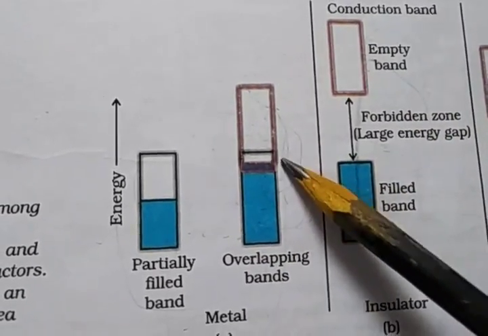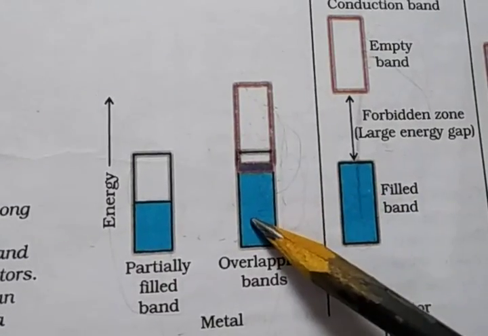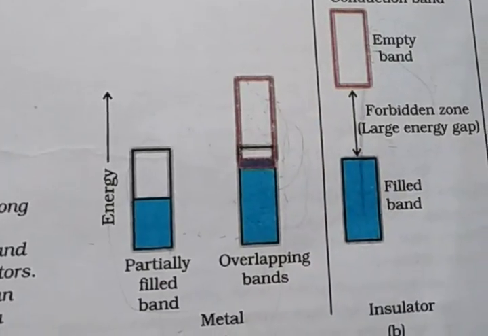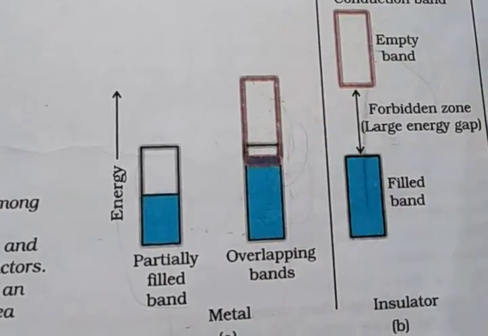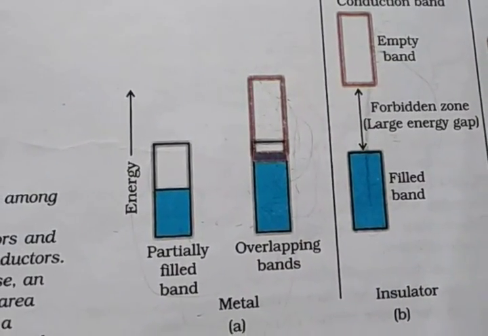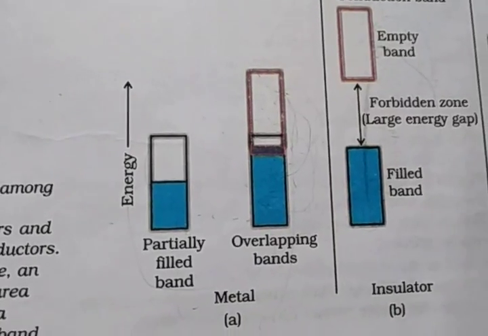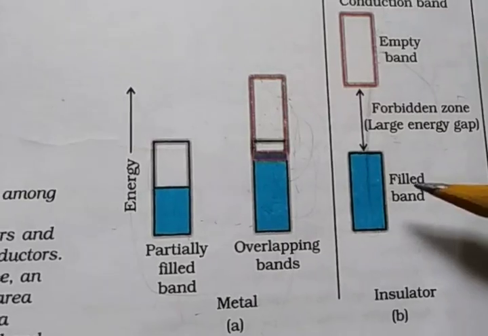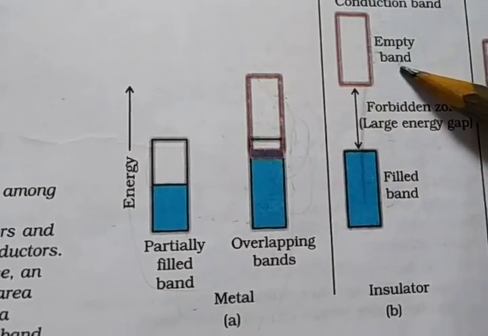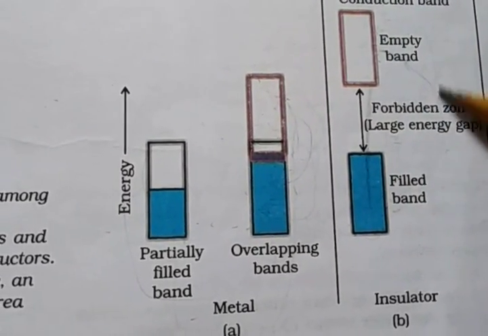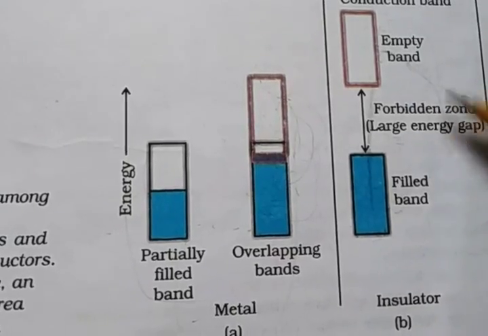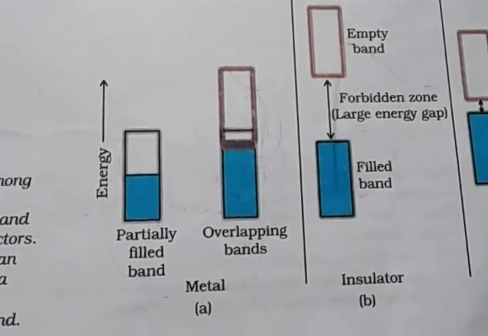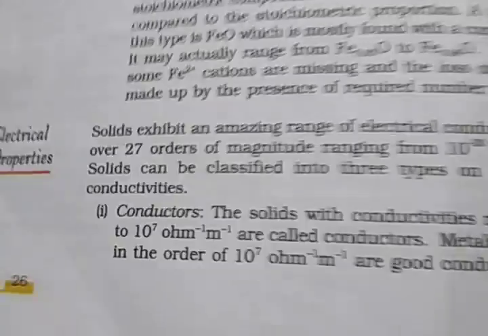So there is a small forbidden zone between the lower filled valence band and the next higher conduction band, known as a metal, because electrons easily jump to it, and this represents conductivity. But in an insulator, the forbidden zone is a large energy gap between the filled band and the conduction band, so electrons cannot jump to it. Such a substance has very small conductivity and behaves as an insulator. Okay, clear? So first is conductors.